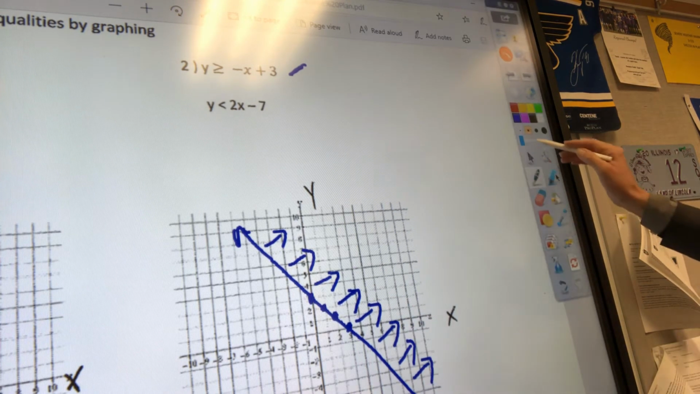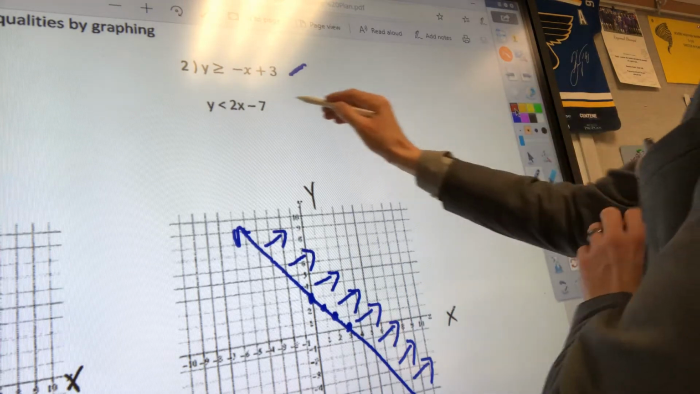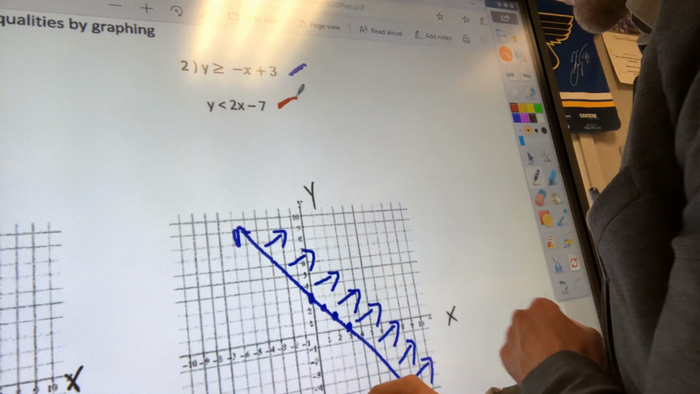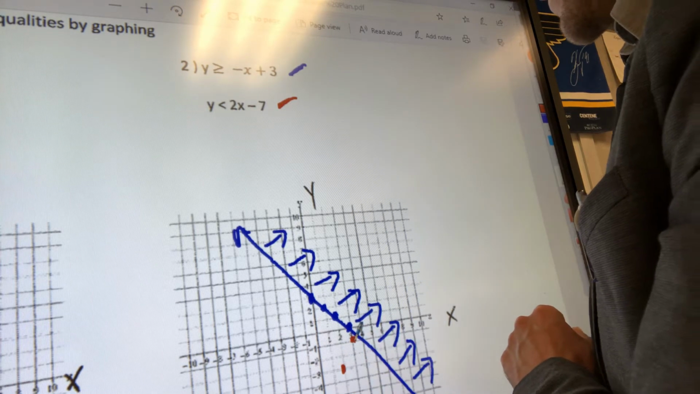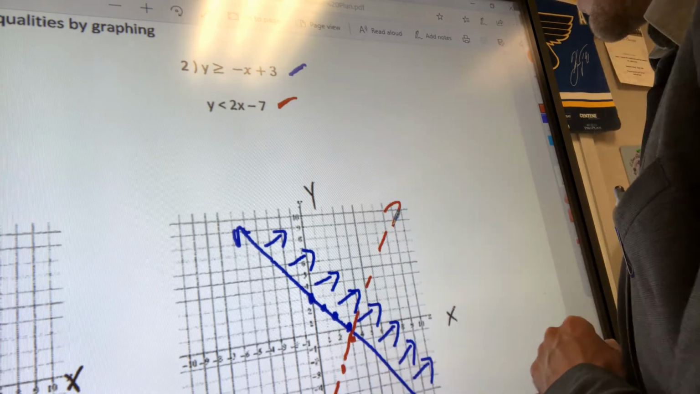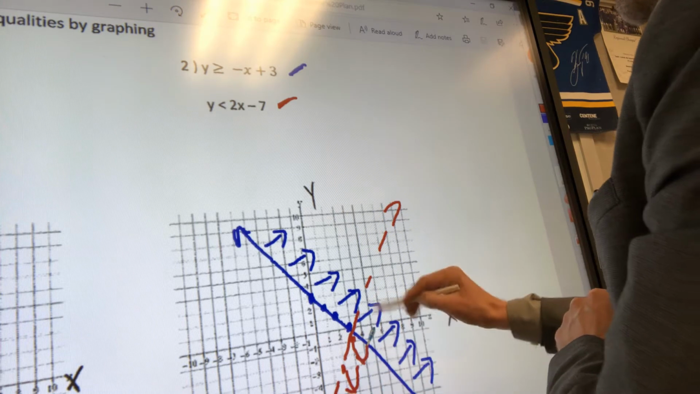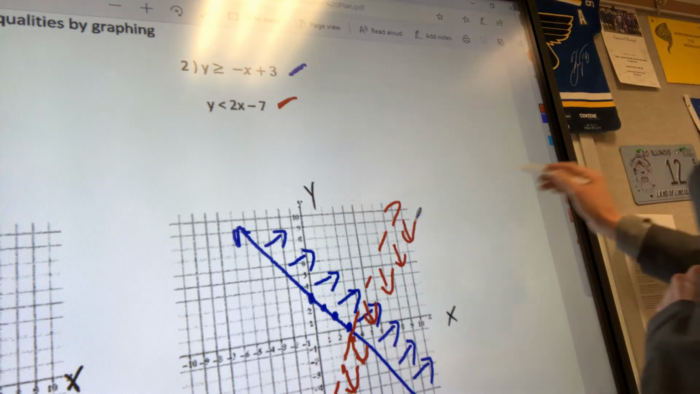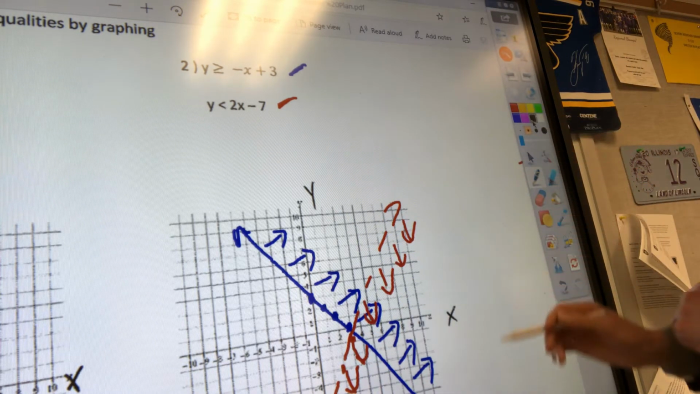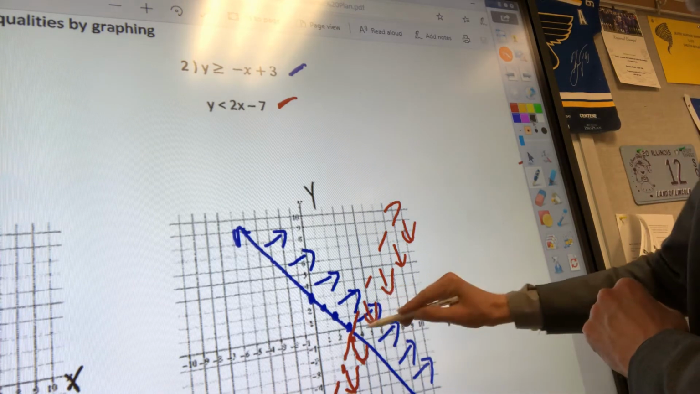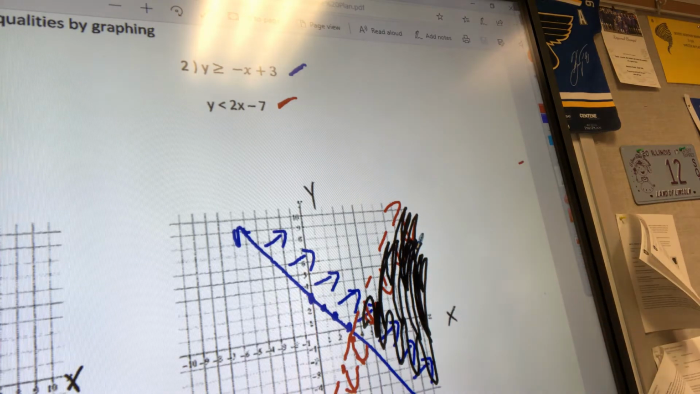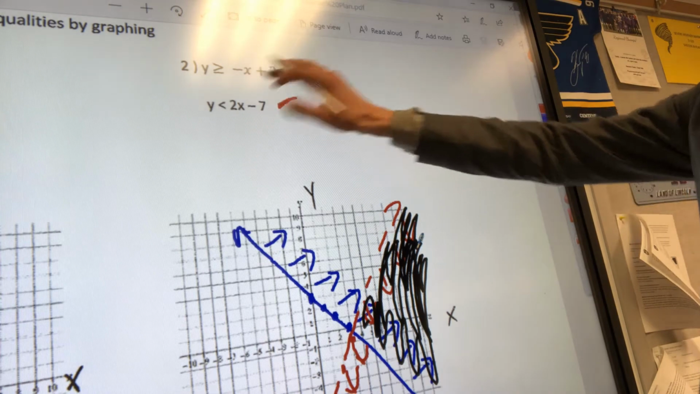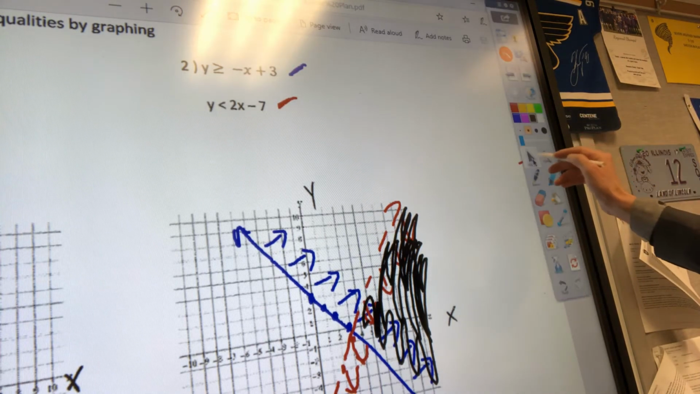Next one, y less than 2x minus 7. Negative 7 is the y-intercept, slope is 2, up 2 over 1, up 2 over 1, up 2 over 1. Dot, dot, dot, dot, dot. Going to shade below. If y is all by itself, you can trust it. Again, where the shading overlaps, that is where you're going to really shade in. That's your region of feasible solutions. All those points make those two statements true. All right.